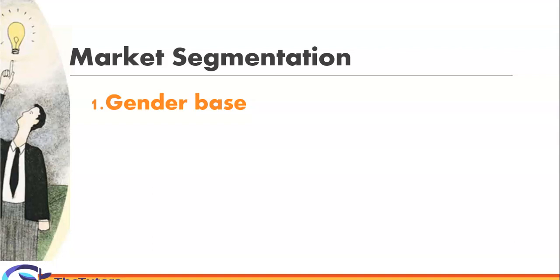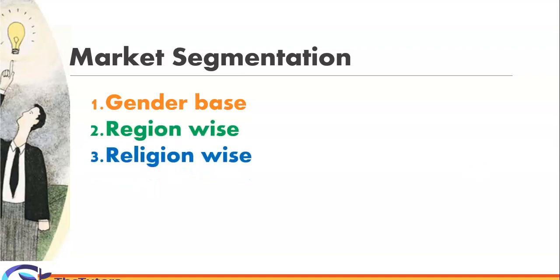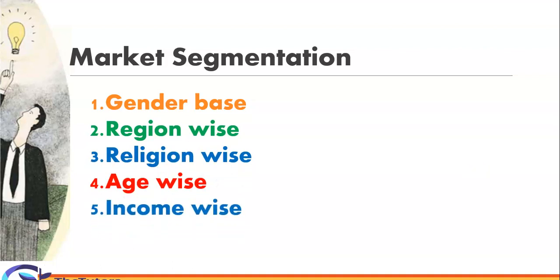The first one is gender based, second is region based, third religion based, age wise of course, and income wise. So there are different cars. You can see a car is available for around $5,000, and there's a car for $50,000. So depending upon the luxury they want, their lifestyle. It's all depending upon how they spend their life.